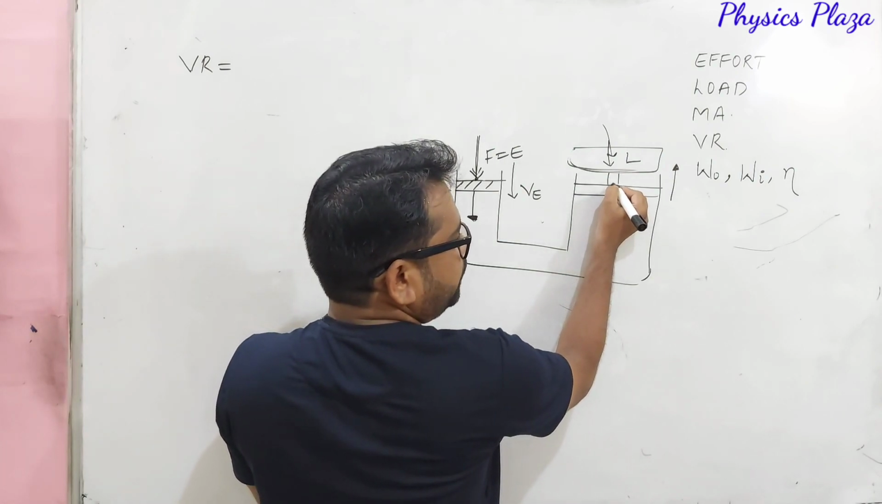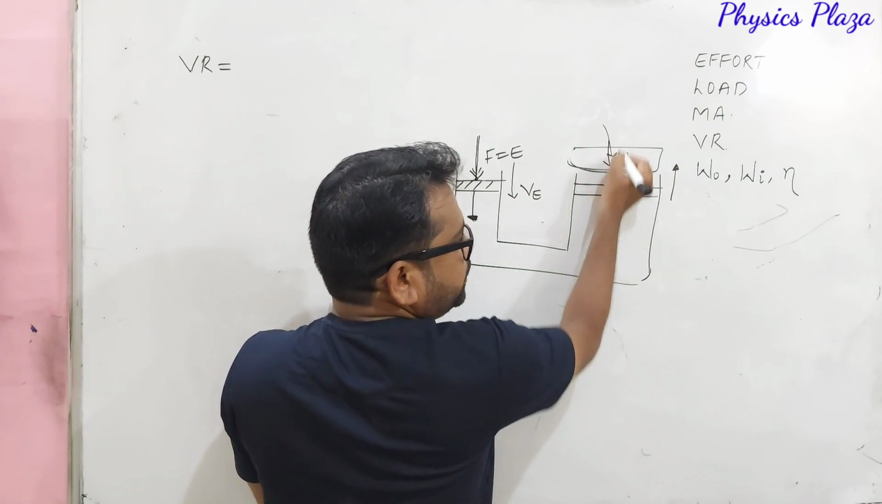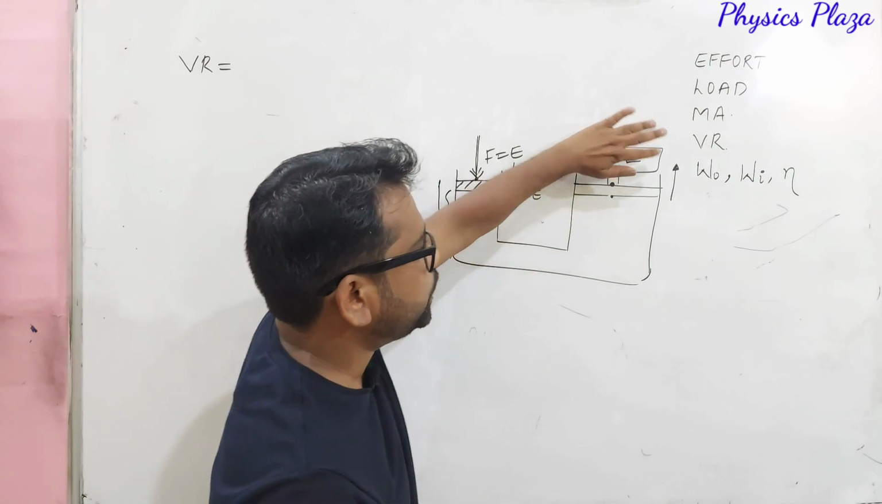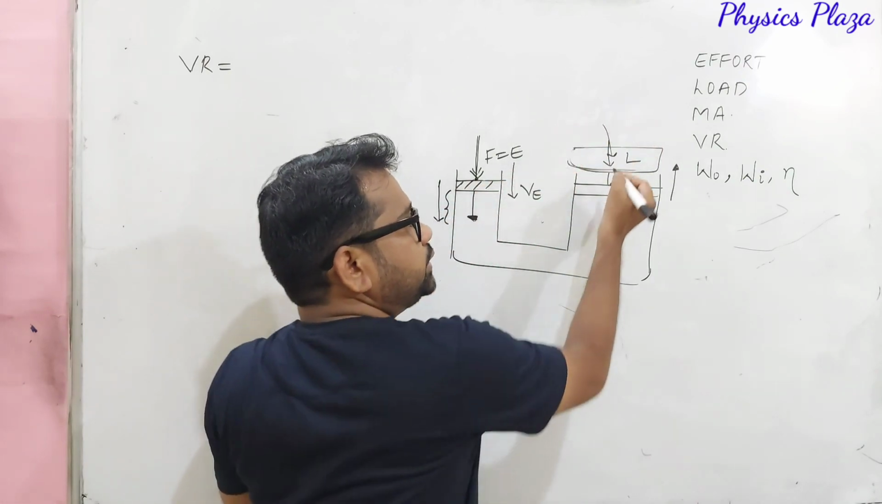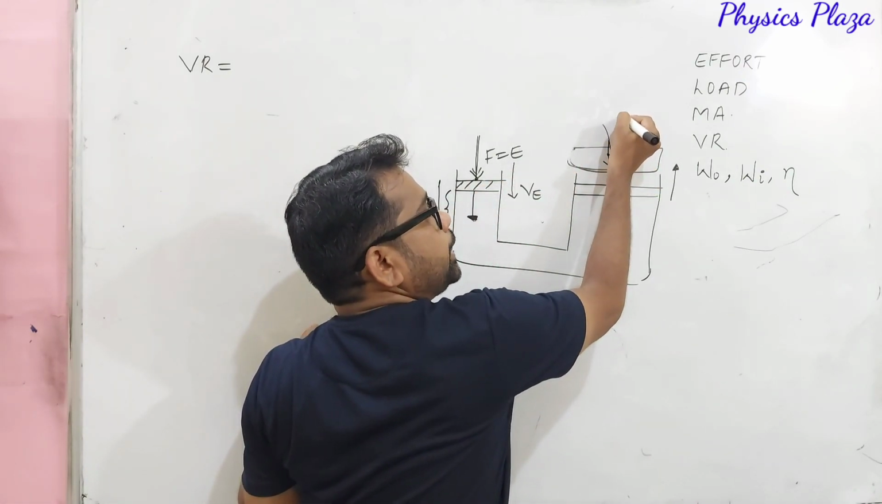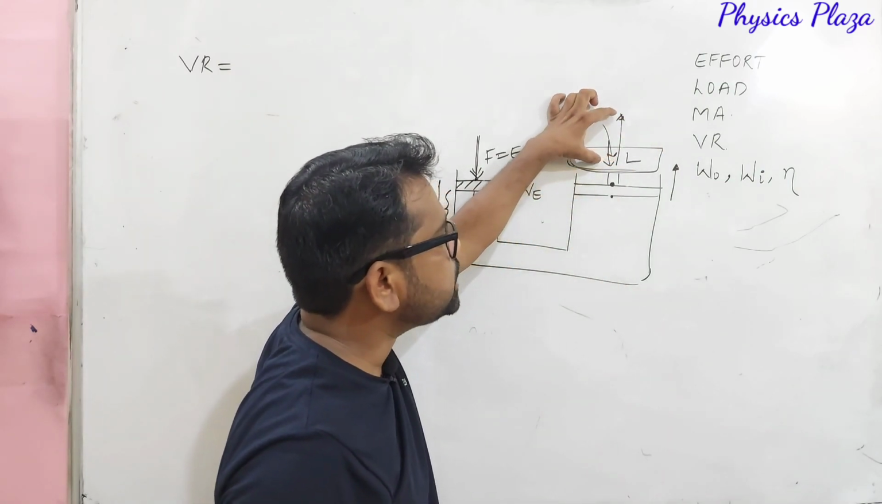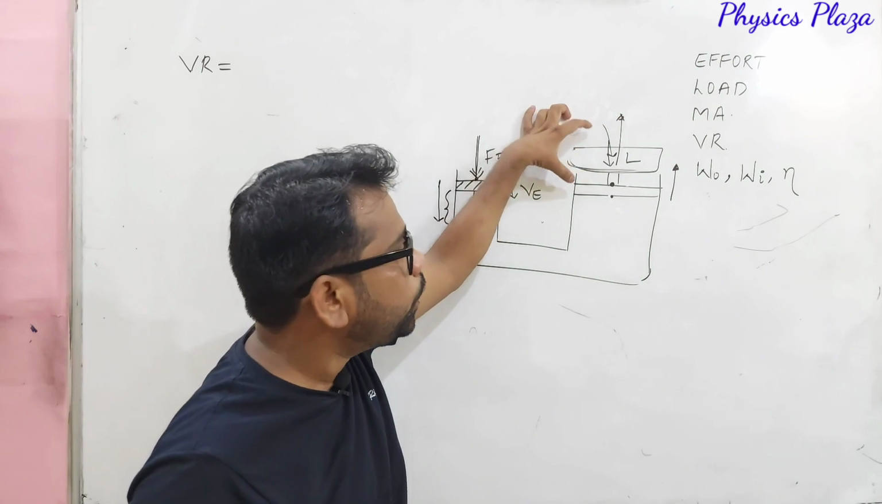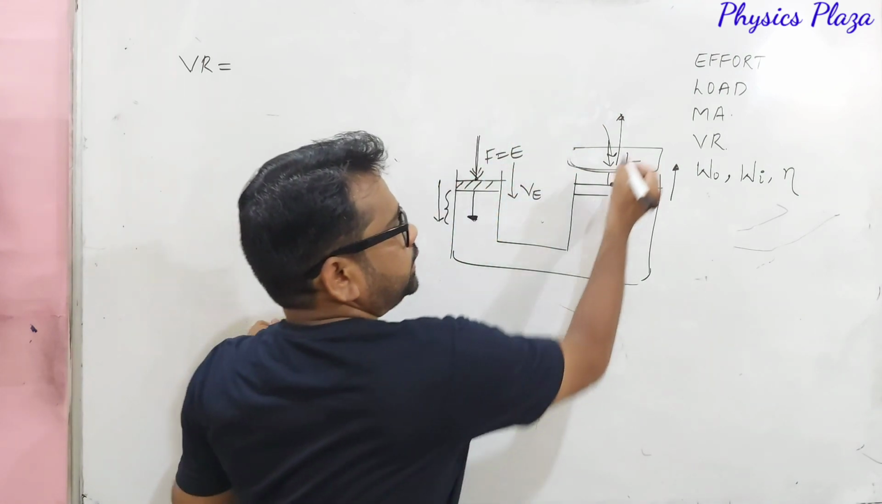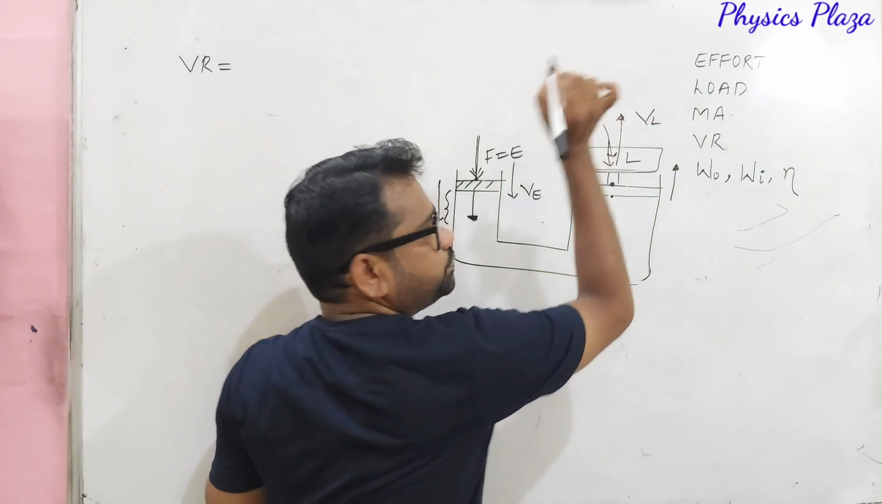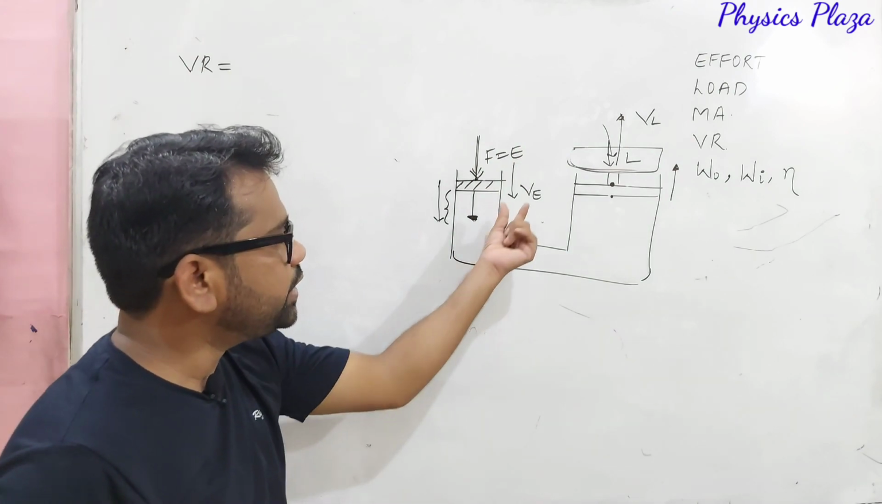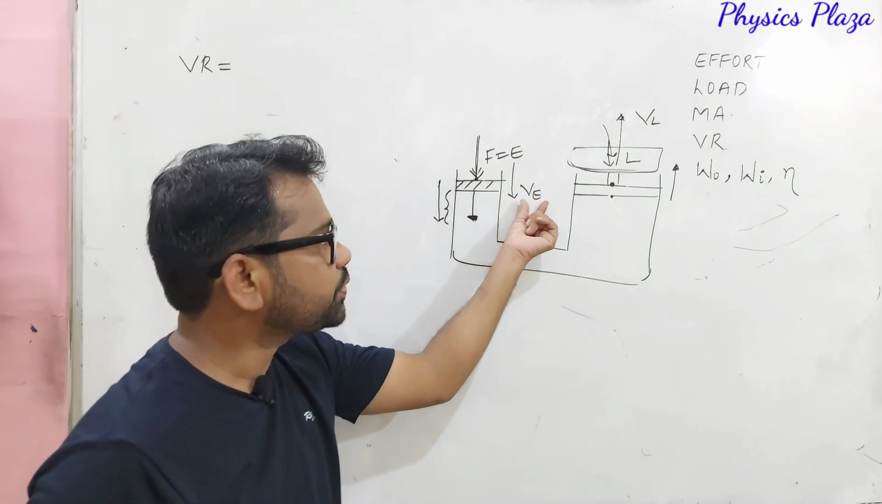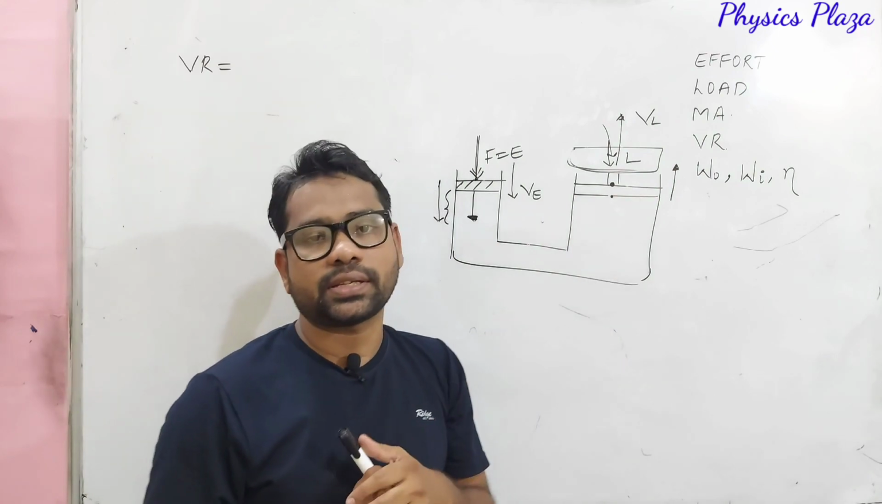Whereas the point of this load, let us say this is a load. So in result what will happen? This load is also moving vertically upwards, which means it also has some displacement in a given time, which means what? The load also has some velocity that we will represent with VL. So try to understand here. V is the effort velocity, VL is the load velocity.